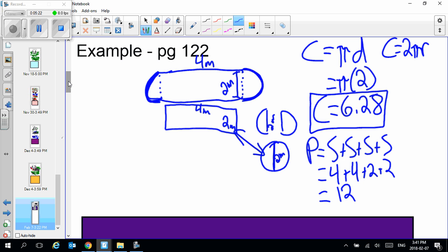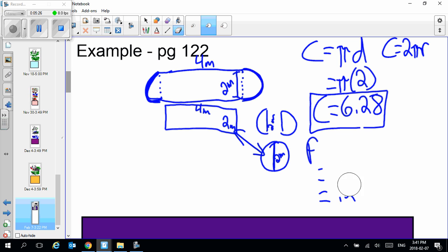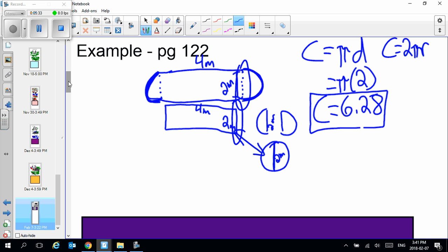Oh, sorry. I did that completely wrong. Getting ahead of myself. I don't have to count my 2-meter sides because they are inside of the circle. Okay, so those 2-meter sides don't count. What I really need to do is focus on the 4-meter sides.